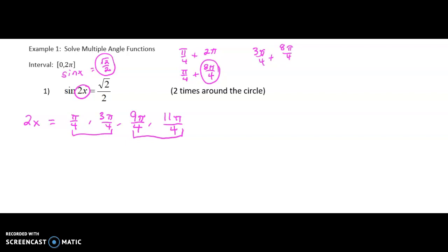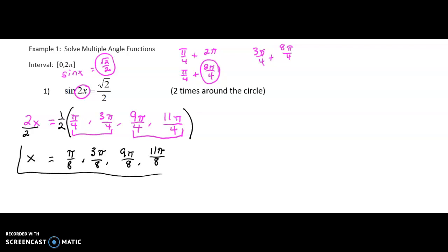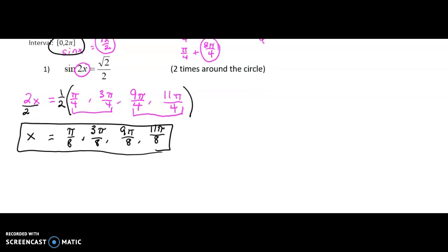Okay, now we're ready to solve. We would divide everything by 2, and dividing by 2 is the same as multiplying by a half. So we multiply by a half. We would get pi over 8 for theta or x, 3 pi over 8, 9 pi over 8, and 11 pi over 8. And those all lie in the interval 0 to 2 pi. Those are all good answers.